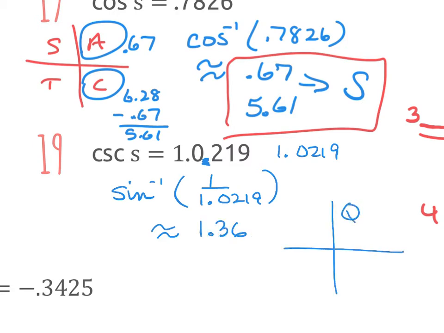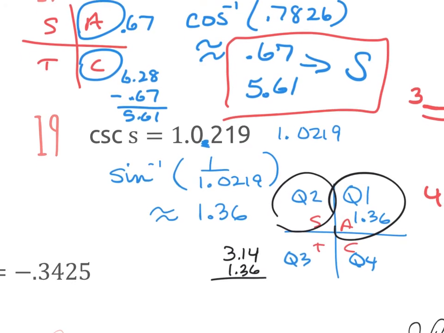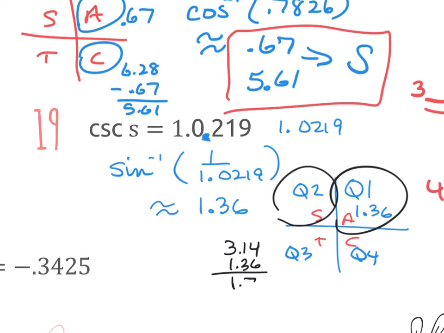So that's my quadrant 1. 2, 3, 4. All students take calculus. I want to know where sine is positive, and it's positive here in quadrant 2 and 1. So I'm going to do 3.14 minus the 1.36, and I get 1.78. So the 2 answers for number 19 are 1.36, comma, 1.78.